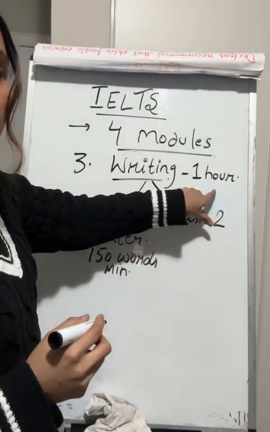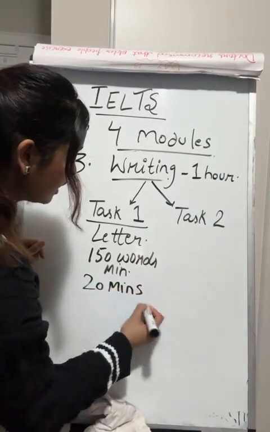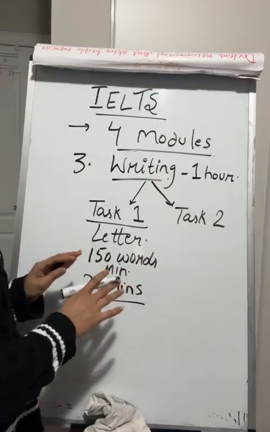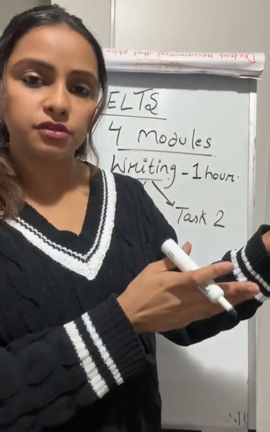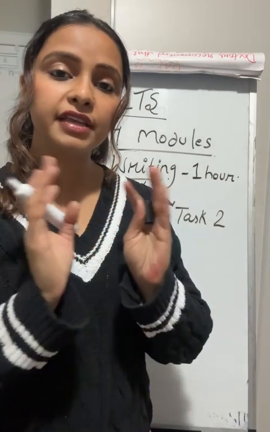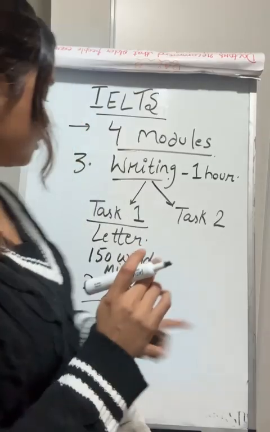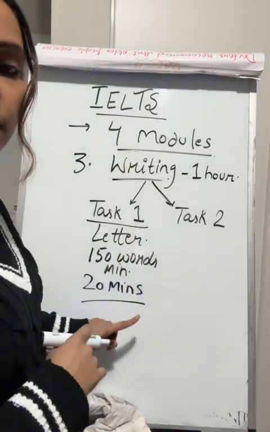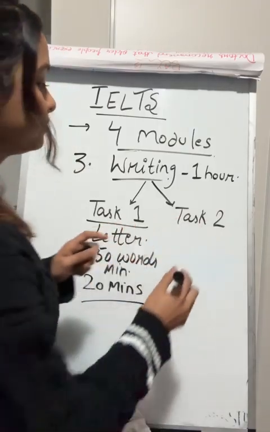Now we have a total of 1 hour. So out of this 1 hour, you have to devote at least 20 minutes for task 1. No one will tell you in the final exam that you have 20 minutes for task 1, 40 minutes for task 2. You have to divide everything accordingly. You have to manage everything by yourself. So in the final exam, try to devote only 20 minutes for task 1.